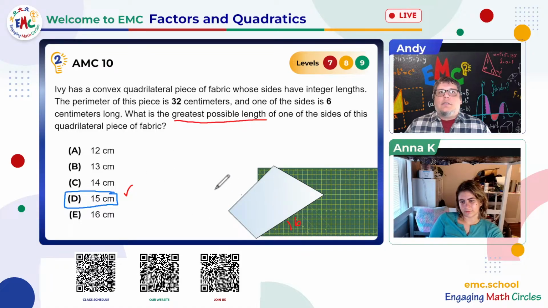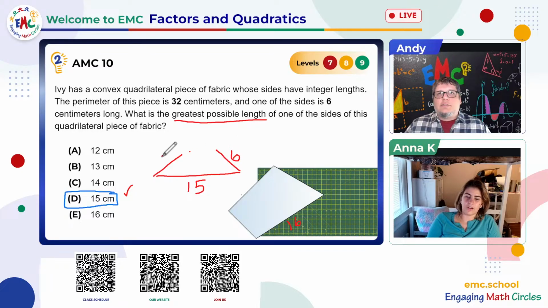Okay, great job. It could be a trapezoid though. You said it couldn't. We could have 15. We could put the sixes here, with the 5 across. It would actually be very short. It'd be somewhere in between here.